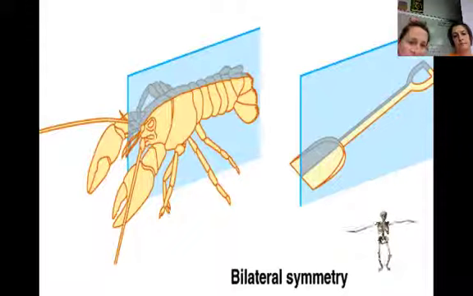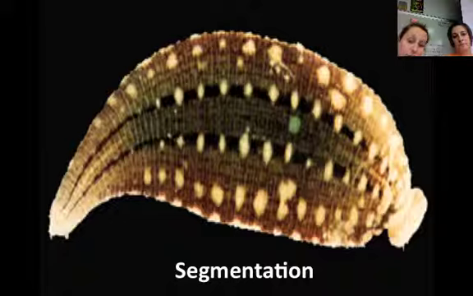Bilateral symmetry, just images of another example. So the dancing skeleton, that's us. The lobster is bilaterally symmetrical. And again, just another example of not an organism, but something that has bilateral symmetry would be the shovel.